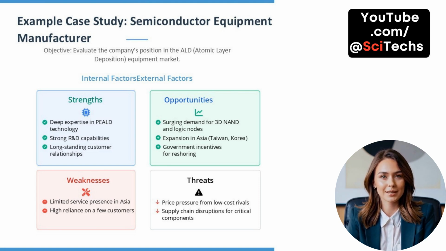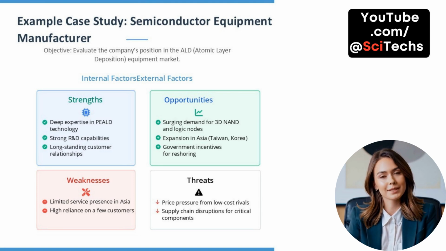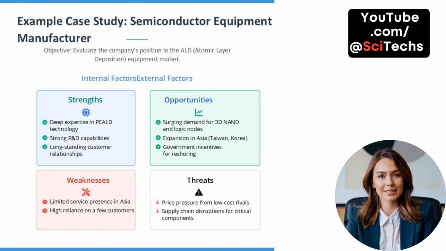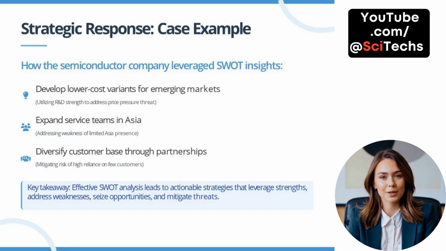On the external side, opportunities were abundant: surging demand for 3D NAND and advanced logic nodes, regional expansion in Asia, and government incentives for reshoring manufacturing. But threats were also present: price competition from low-cost rivals and supply chain disruptions for critical components. By organizing these factors, the company gained a clear understanding of where it stood. This kind of structured evaluation is essential in high-tech fields where change is constant and strategic clarity is critical for sustaining competitive advantage.